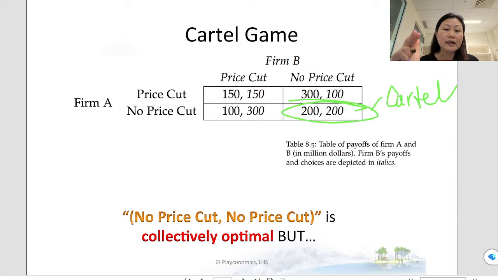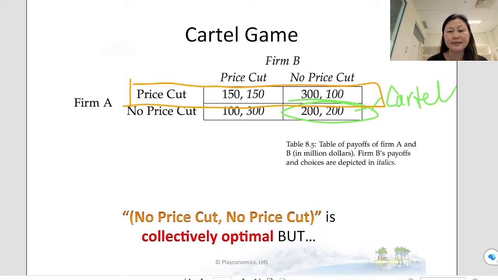However, let's look at the dominant strategy. If for firm A, we're going to set it as price cut, for firm B, we look at 150 and 100, and 150 is greater than 100, and therefore we're going to price cut.